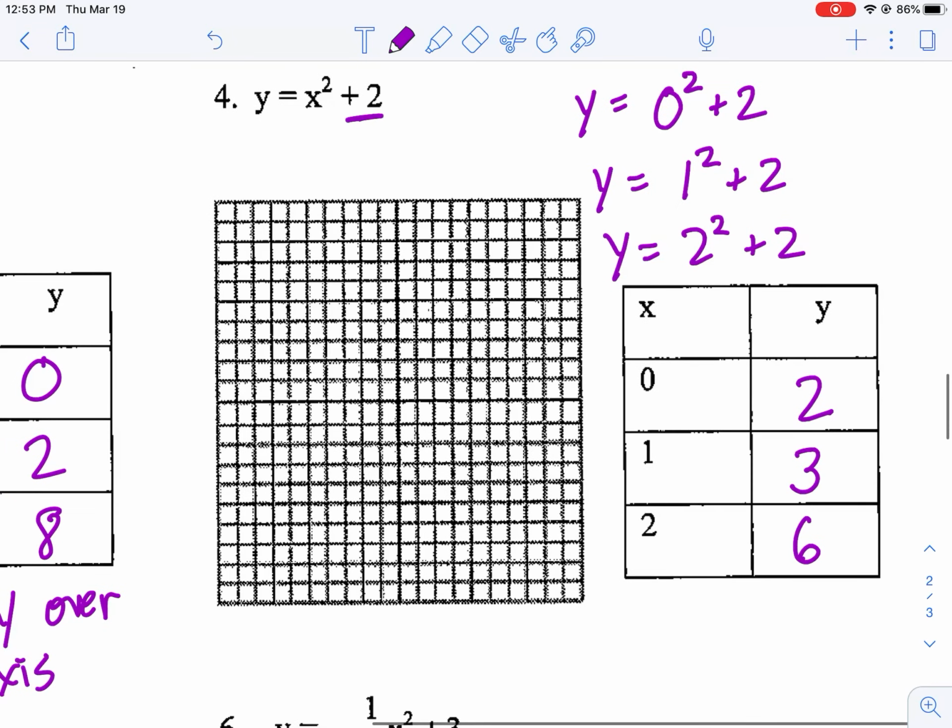So it looks like I have 0, 2. Then I have 1, 3. And then I have 2, 4, 5, 6. And again, we have symmetry, so it kind of looks like that and like that. What do we notice about that plus 2?